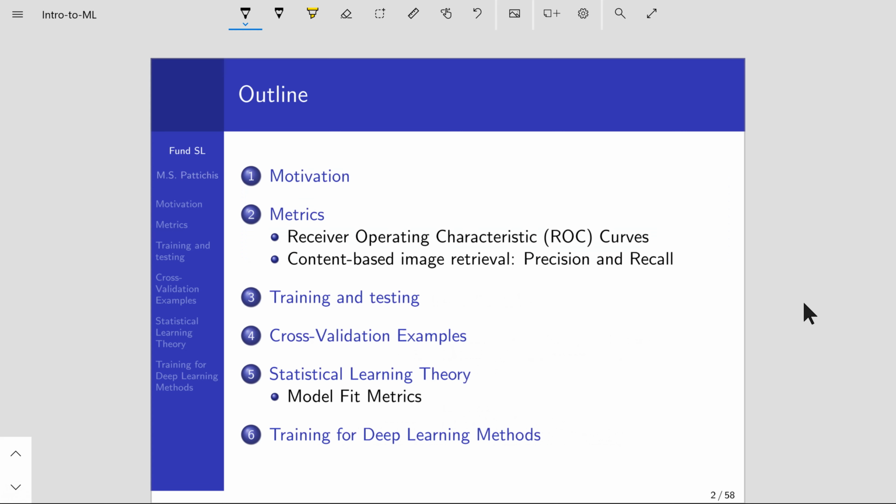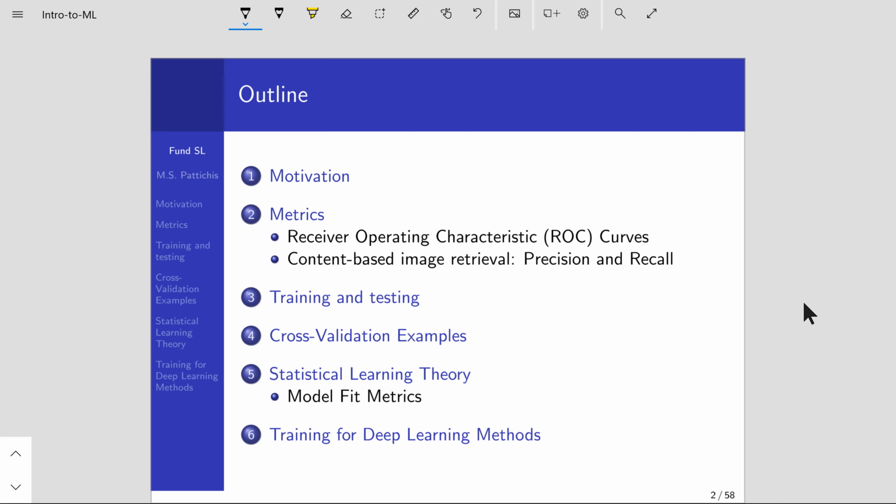Okay. So I want to start with the motivation. Why do we want to study such problems? Why do we want to apply machine learning? Then we will look at the metrics, specifically the receiver operating characteristic curves. And we will look at a specific problem, content-based image retrieval. We will look at precision and recall and how they relate to that.